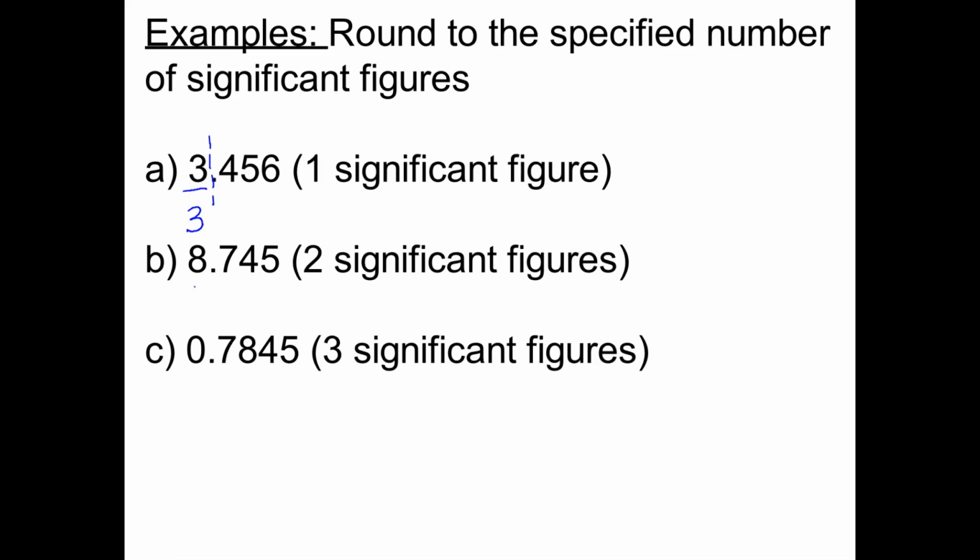The second example, I underline my second significant figure. I draw a dotted line. The 4 tells the 7 to stay as it is, so I have 8.7. And I leave my answer like that because I want my answer to 2 significant figures. Lastly, I want my answer to 3 significant figures. So I go to my third digit, my third significant figure. Draw a dotted line. The 5 tells me to round up, so I have 0.785. Because I want to give my answer to 3 significant figures, I leave it as 0.785.